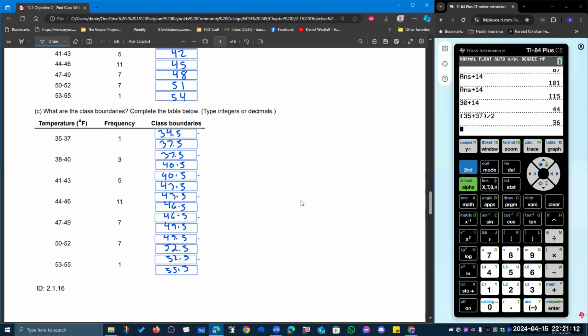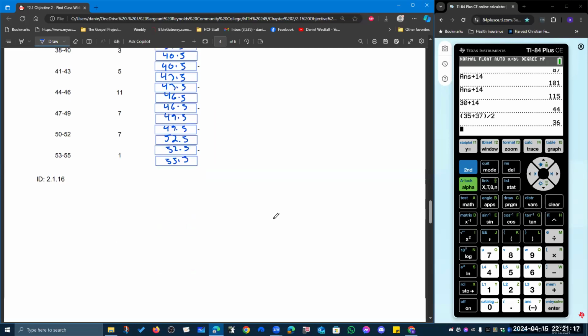And this is what we need to do when we're going to make a histogram, because our bars need to touch on our histogram. So that's it.